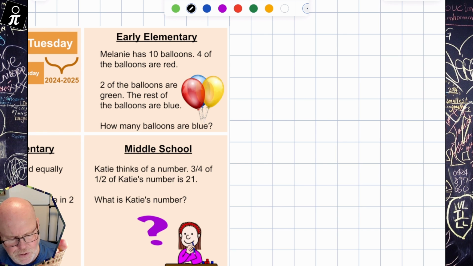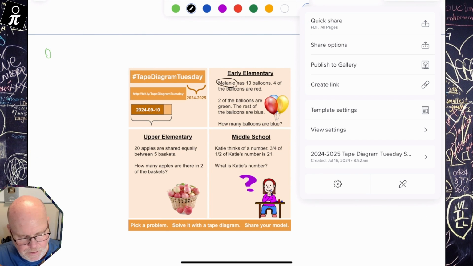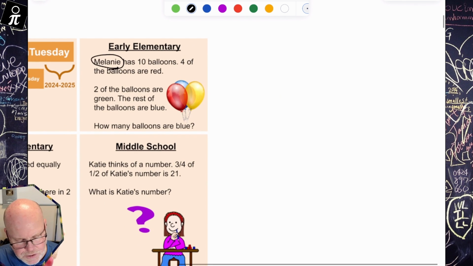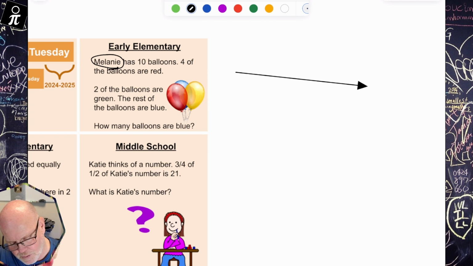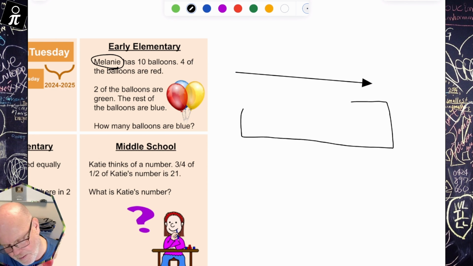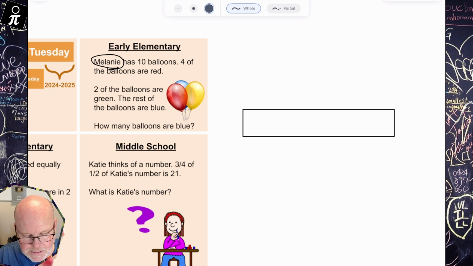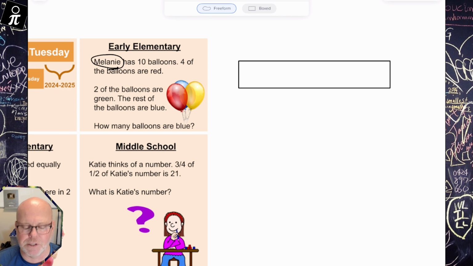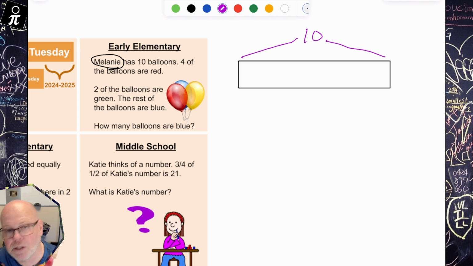All right, since we only have one character, Melanie, I'm probably only going to have one tape to represent this problem. It says she has 10 balloons. So that means this total represents the 10 balloons.